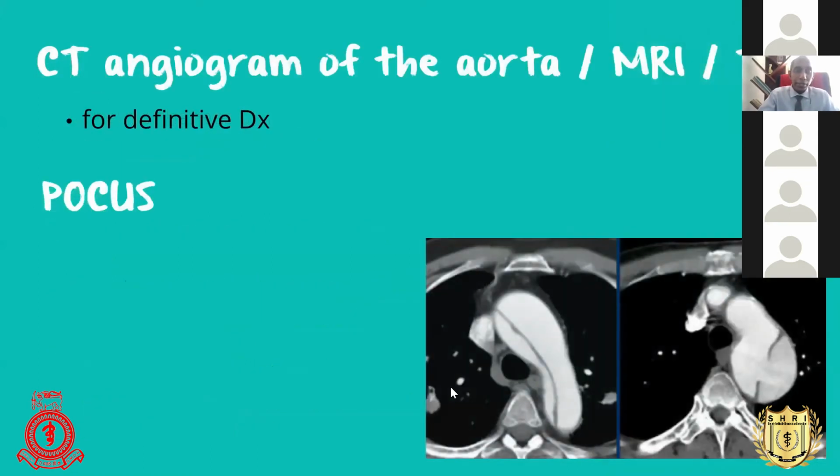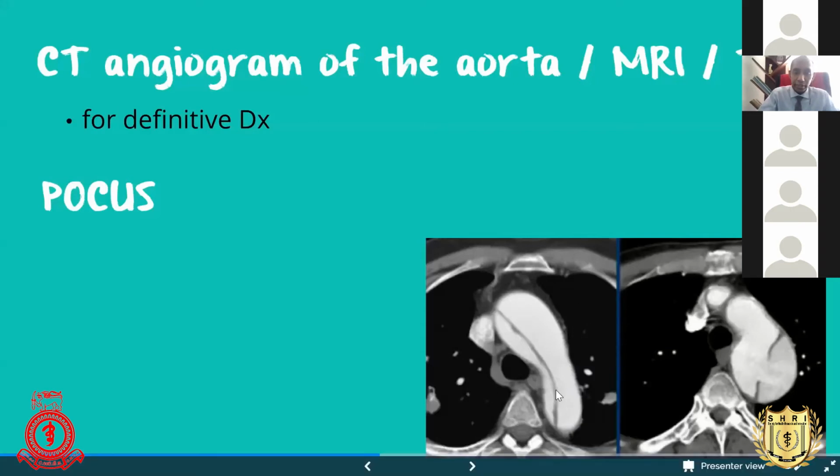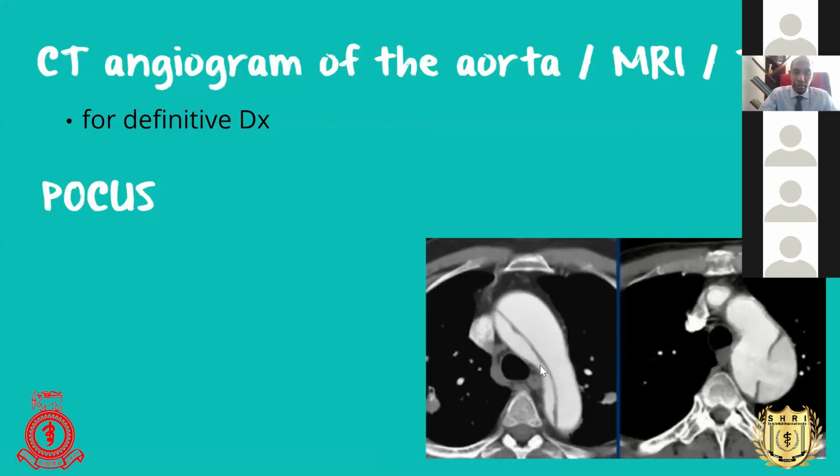And the definite diagnosis is with the CT angiogram or MRI or transesophageal echocardiogram, as seen here. This is the intimal flap sign, where you can see the true and false lumen with the dissection part. So point-of-care ultrasound scan is helpful to identify. Sometimes you can see the dissection part, but most of the time you can see pericardial effusion, or pleural effusion, with focus.